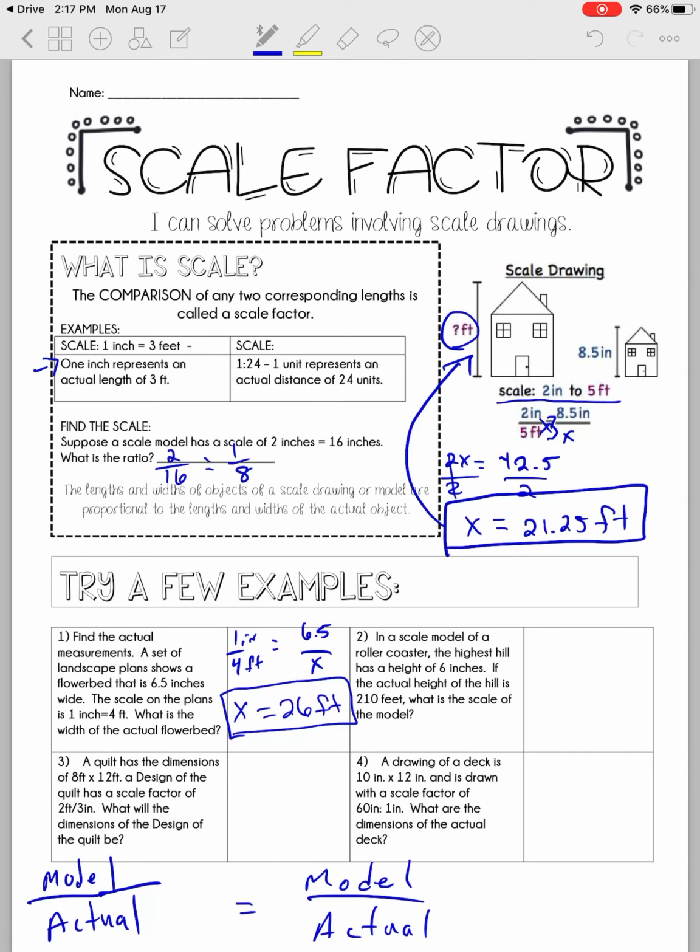What is it to a rate of 1? How do we do that? Well, model to actual equals model to actual. 6 over 210 is equal to 1 over x. Because we want to put it to a scale of 1. 1 inch equals blank. Cross multiply and divide. You get 6x is equal to 210. If I divide by 6, x will equal 35. So that means the scale model of this is 1 inch is equal to 35 feet, or 1 to 35.